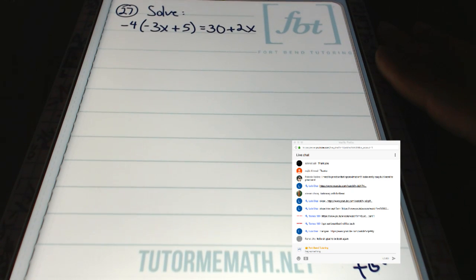With problem number 27. What's going on, Raul? How you doing? Hello, sir.